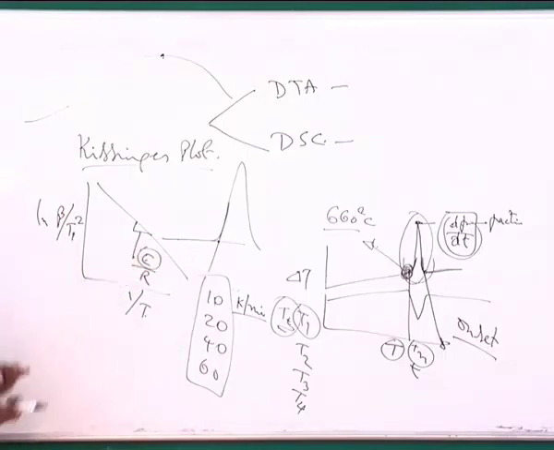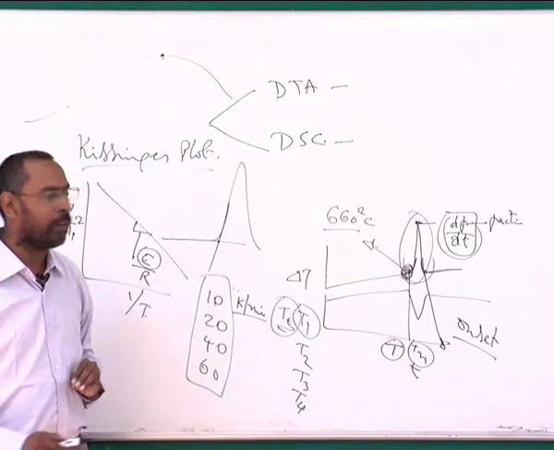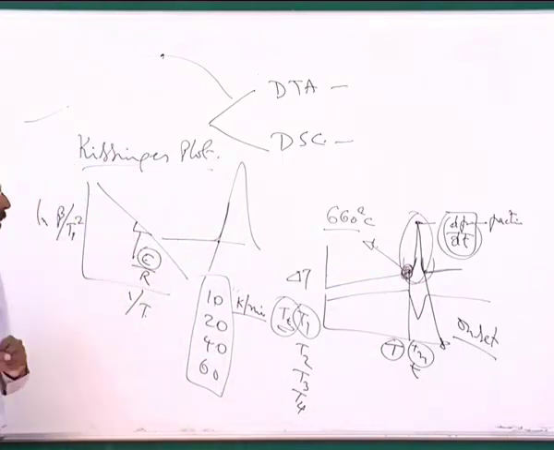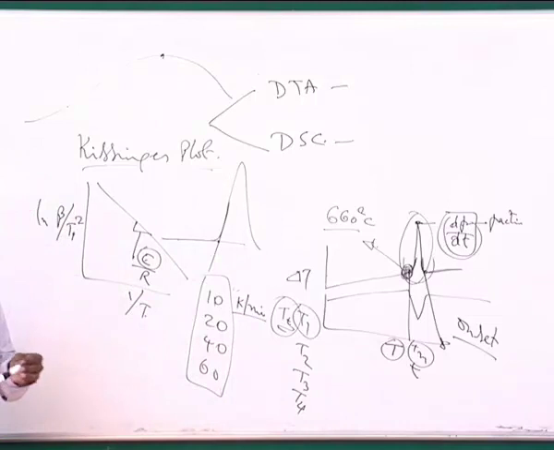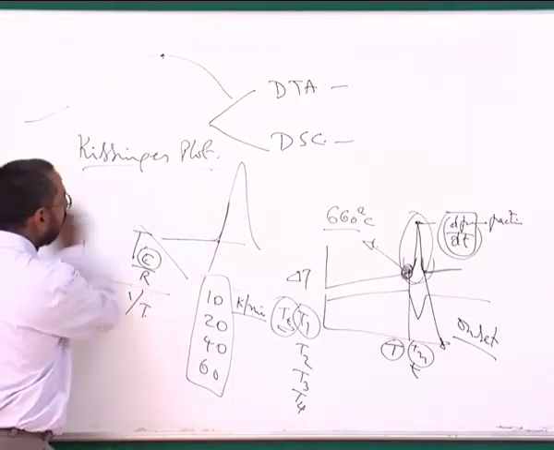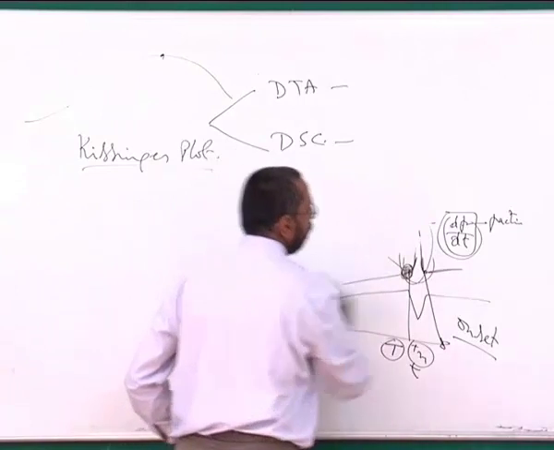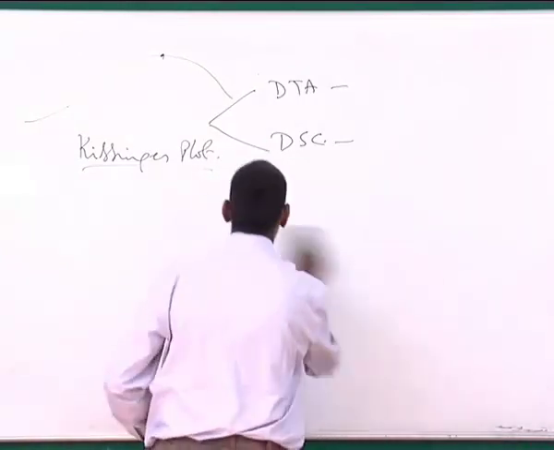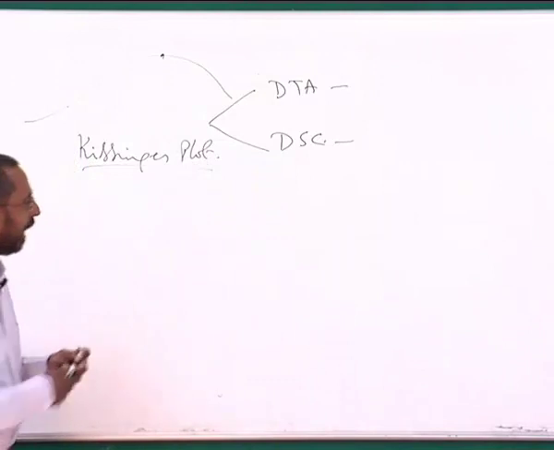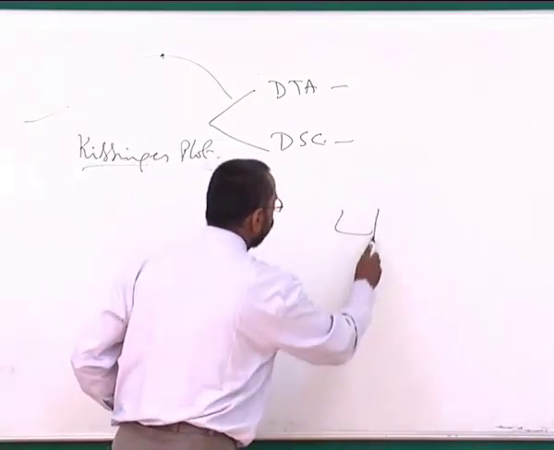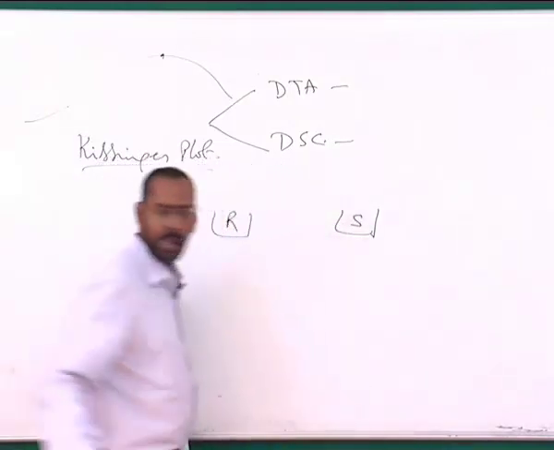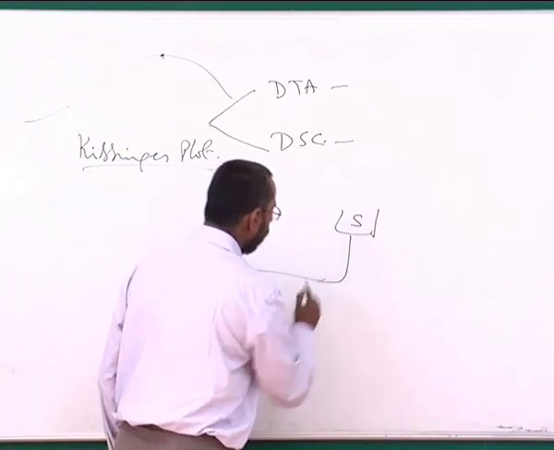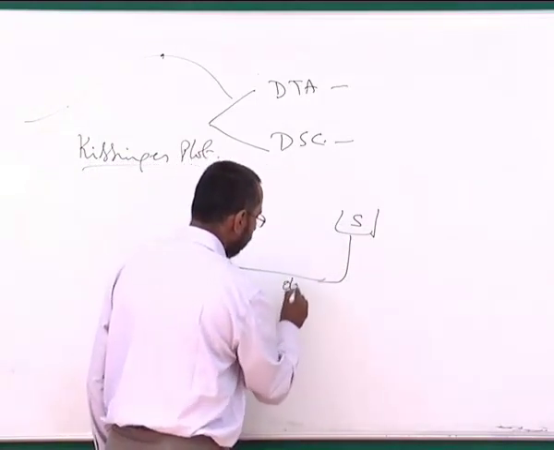So people can not only find out the transformation temperature, but also the kinetics of the transformation, such as the activation energy for this transformation, by using this kind of Kissinger plot. So this is a technique which we call DTA, and the other technique is called DSC, where the principle is slightly different, though similar in the sense that you use two sample holders, one reference and one your sample, and again heat both of them at a particular rate, dT by dt.